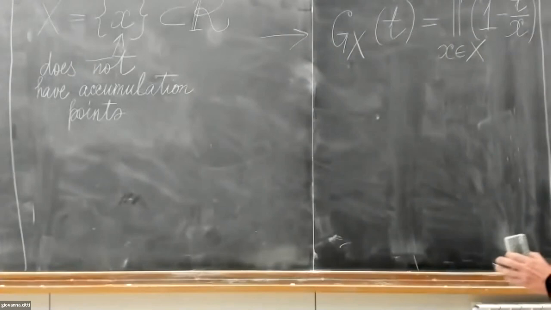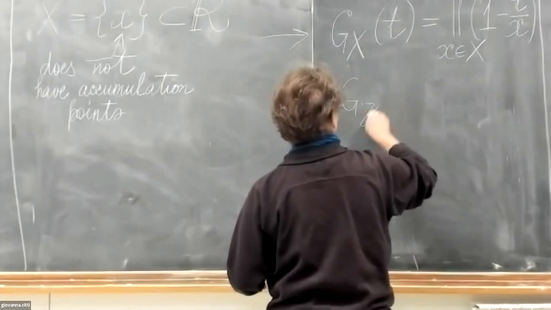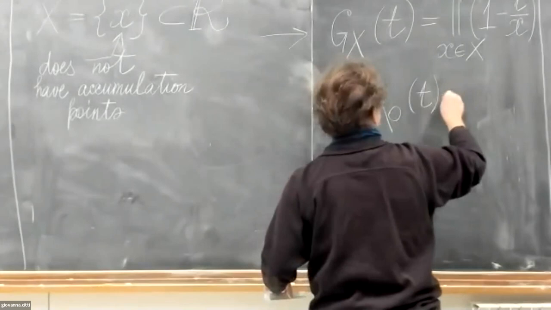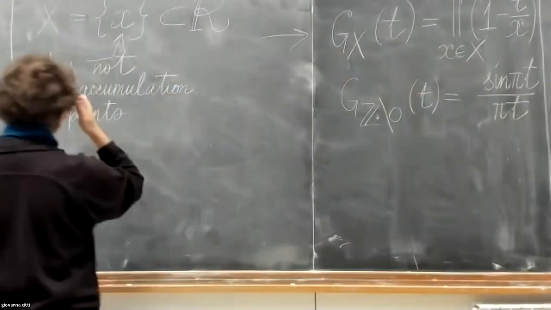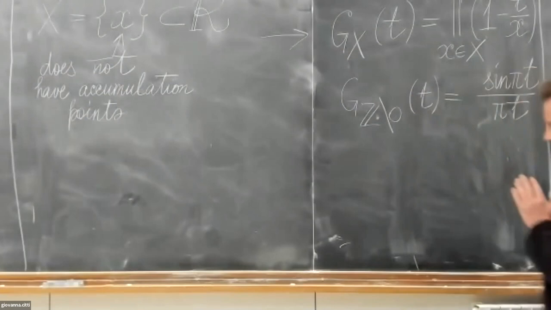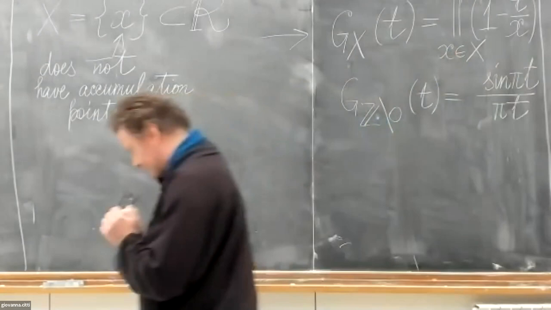Of course, it is quite useful to consider, for example, the case when we consider the set Z minus 0, G_Z of t, when we get precisely sine pi t over pi t by the Euler product formula. So the aim of this talk is to study this random entire function, for X where X is a realization of the sine process.